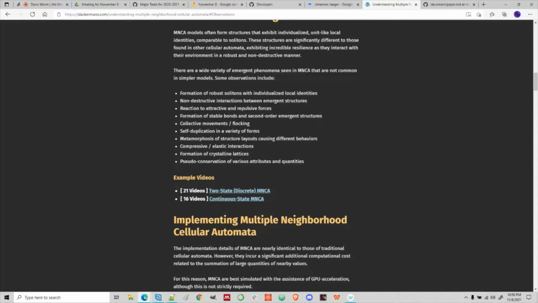They have a reaction to attractive and repulsive forces like most cellular automata. They form collective movements and flocking, and they're able to model compressive and elastic interactions, the formation of crystalline lattices, and metamorphosis of structure layouts causing different behaviors. So you see all these different attributes, not only of lifelike things, but also soft materials. And we talked about soft materials earlier.